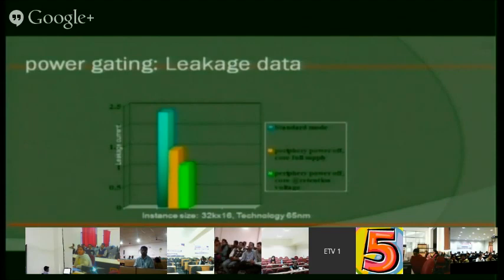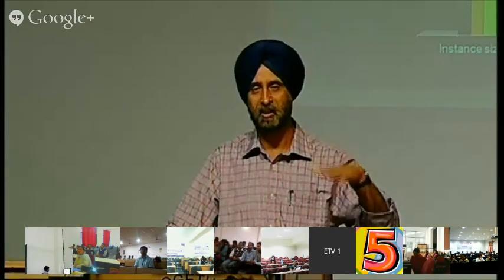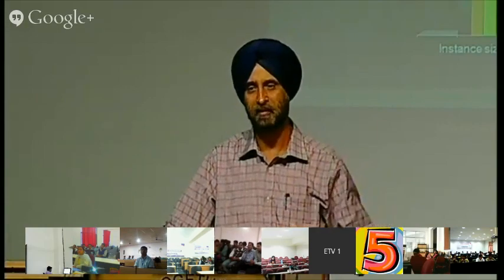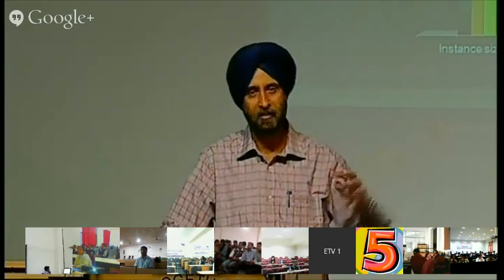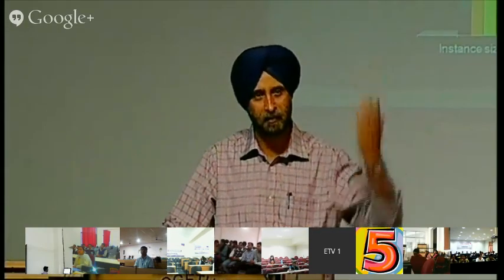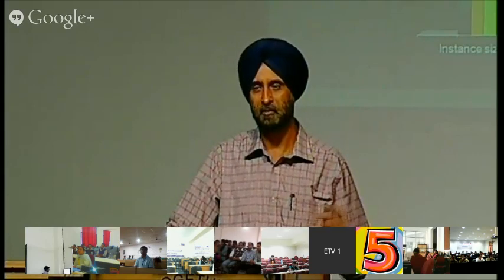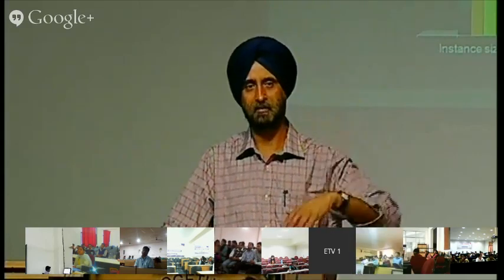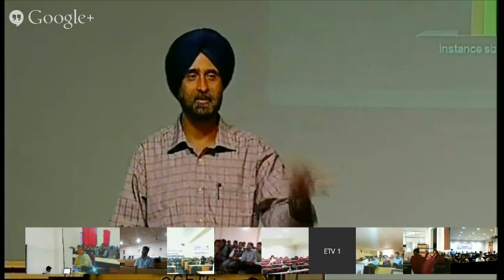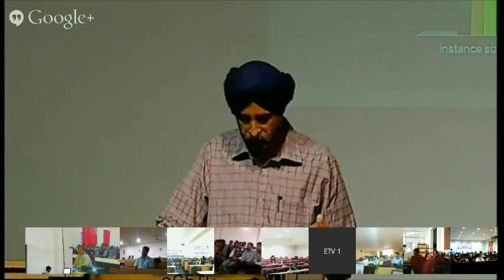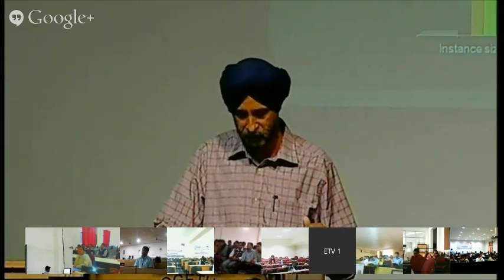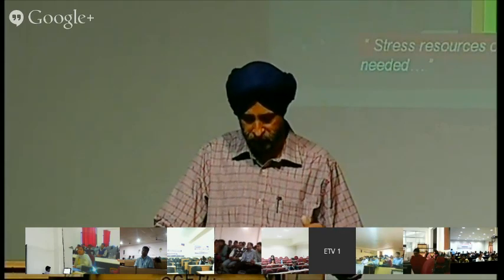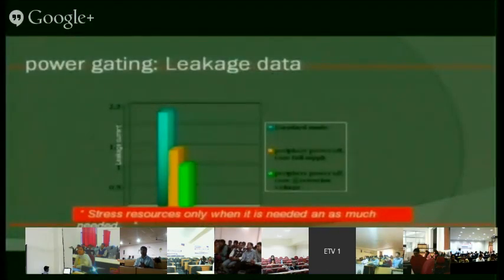So that is the retention voltage. It retains state till 600 millivolt. Beyond that it doesn't. Peripherals are not retaining any state, so you can bring them down to 0 volt. True, but retention you cannot, because then it doesn't work as an inverter. So this way you can see how much saving can occur. The moral of the story is, use resources only when needed, and as much as needed.